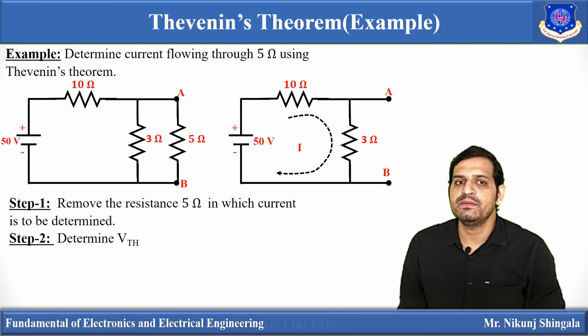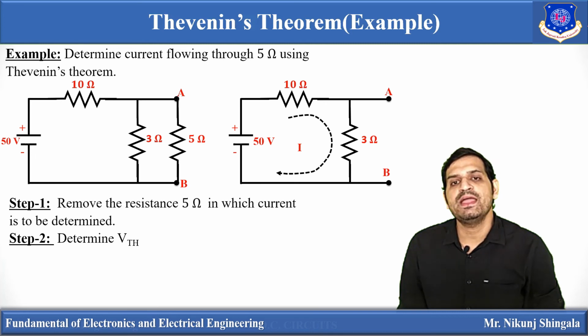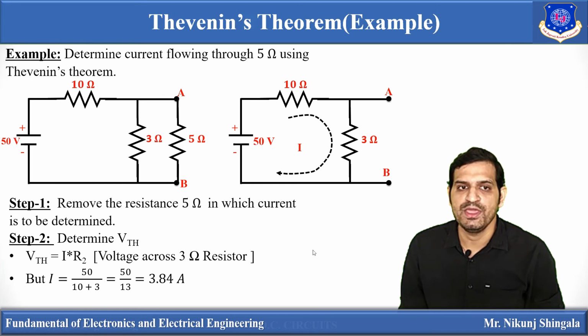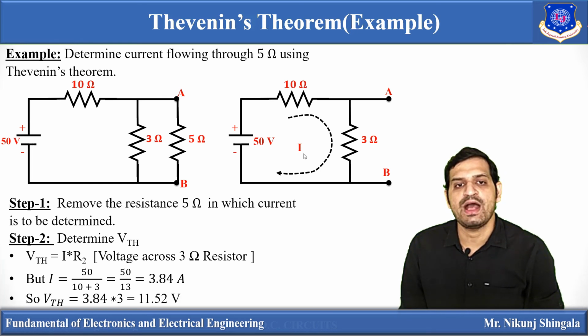Now the second step is determination of VTH. To determine VTH, we have to consider the open circuited load terminals, that is terminals A and B. Now VTH will be across the 3 ohm resistance. So VTH will be I into R2, but R2 is nothing but the 3 ohm resistance. Now we have to find the value of I. We can find the value of I by applying KVL in this loop. So I will be equal to 50 divided by 10 plus 3, and that is nothing but 3.84 ampere. So VTH is equal to 3 into I, so 3.84 into 3. So VTH is equal to 11.52 volt.